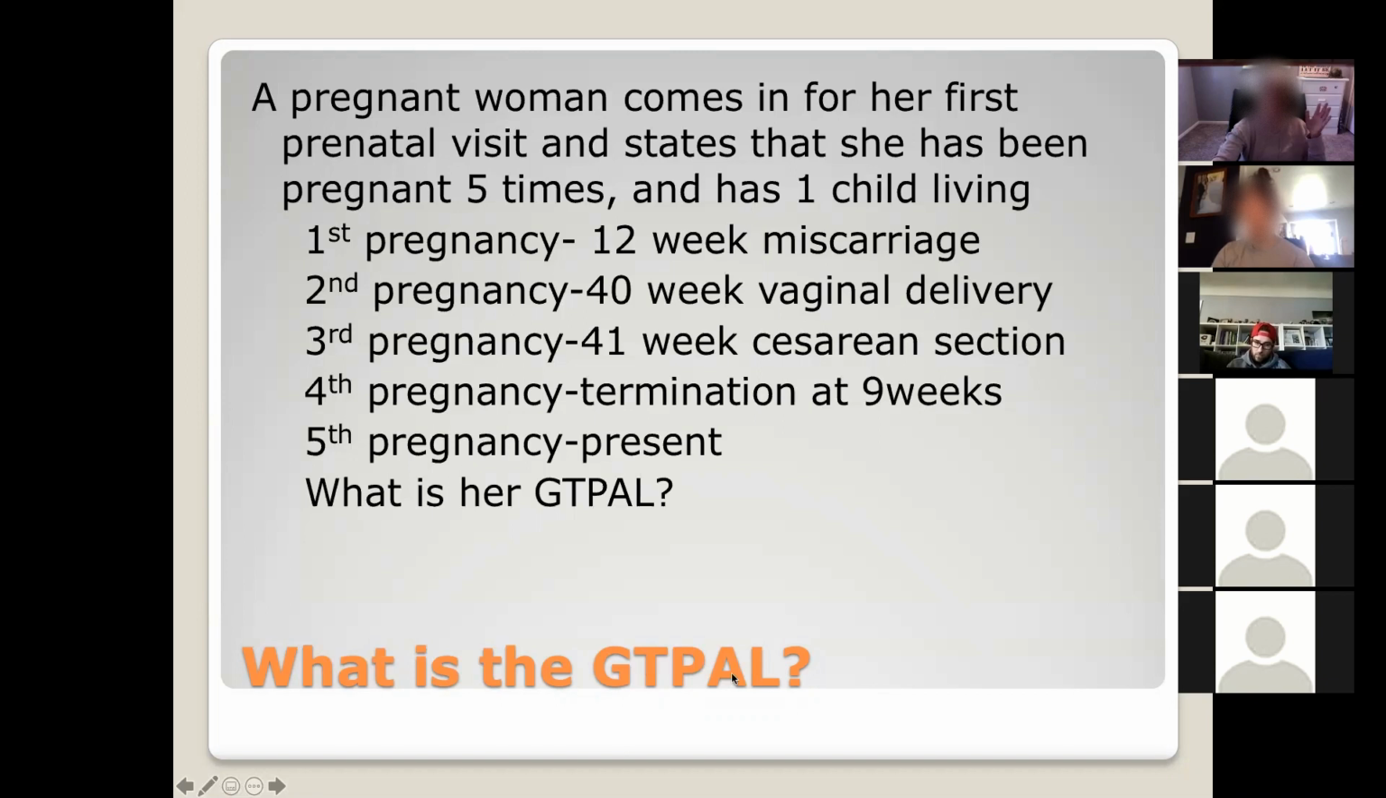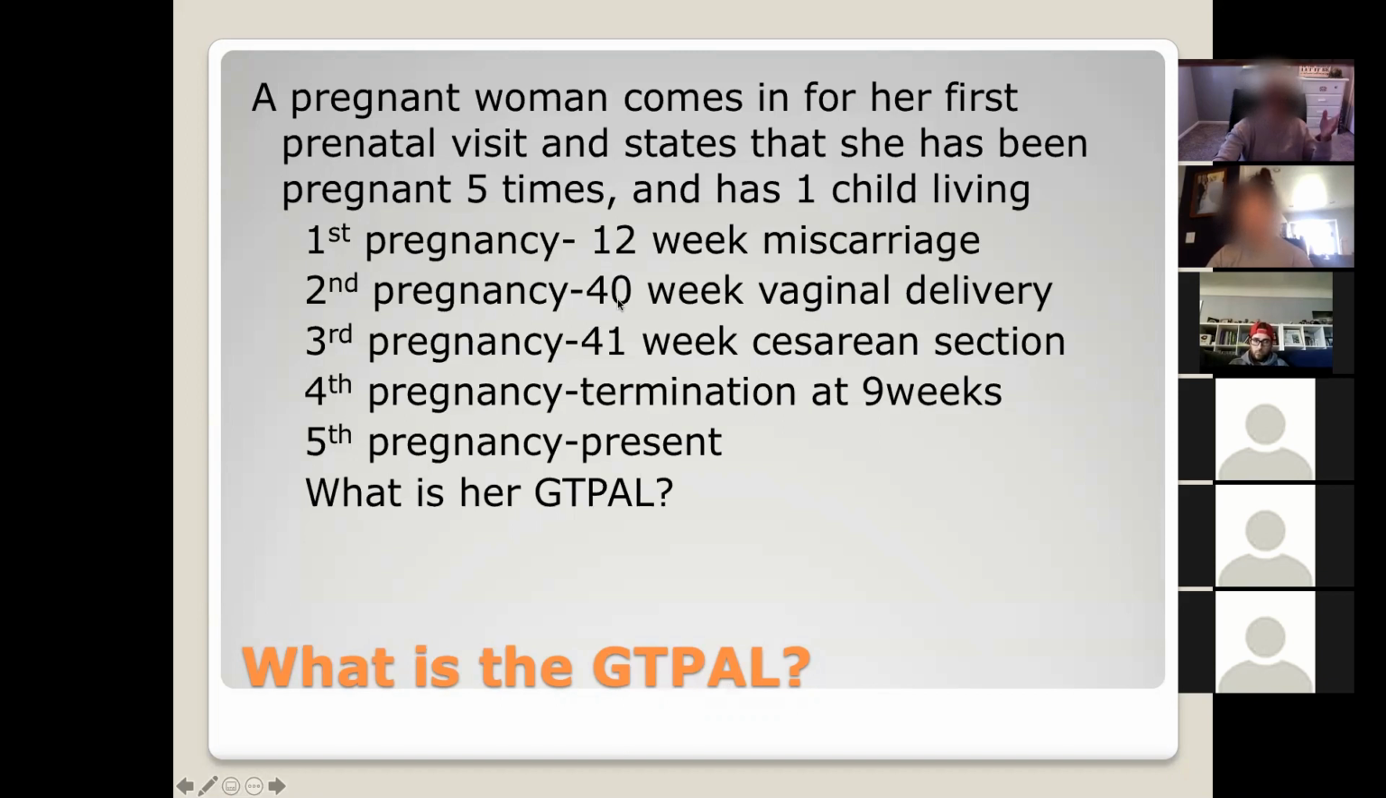Okay, and then we're going to figure out these middle numbers and letters, the TPA. So her first pregnancy was a 12-week miscarriage. So that was less than the 20 weeks. It doesn't matter what you call it. She delivered prior to 20 weeks. So this falls under the A. So we'll have one A so far.